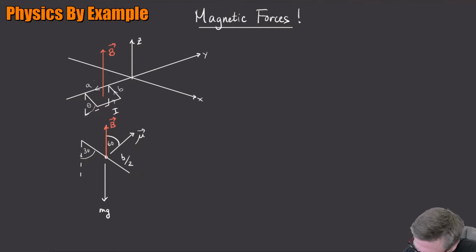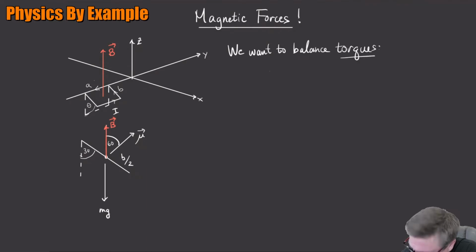Okay, so we want to balance torques, right? Because if we balance the torques, then it's going to stay in one place. The gravitational force is just going to act at the center of mass of the thing and point down, right? So that's just going to be mg.